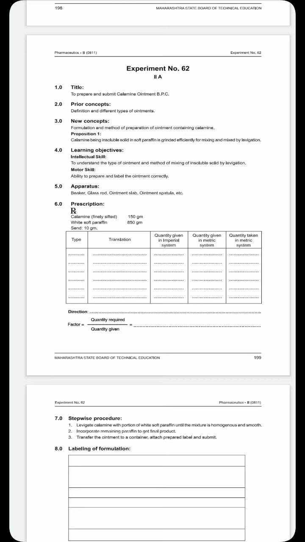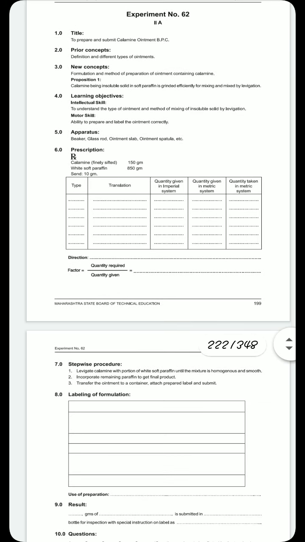Then the proposition first is: calamine, being an insoluble solid in the soft paraffin, is ground efficiently for mixing and mixed by levigation. Here it is mixed by the levigation method. Then the learning objectives, intellectual skill and motor skill. Intellectual skill is to understand the type of ointment and the method of mixing of insoluble solid by levigation. Motor skill is the ability to prepare and label the ointment correctly.